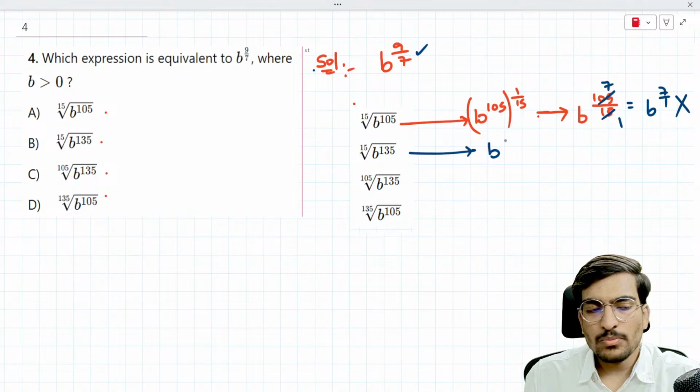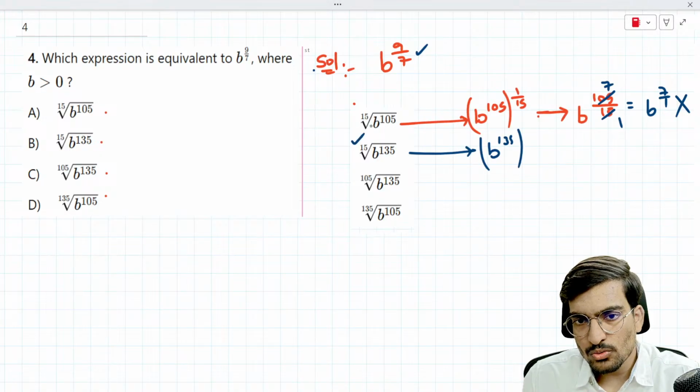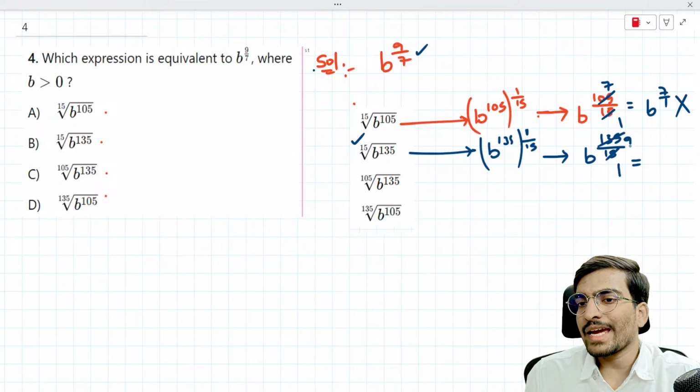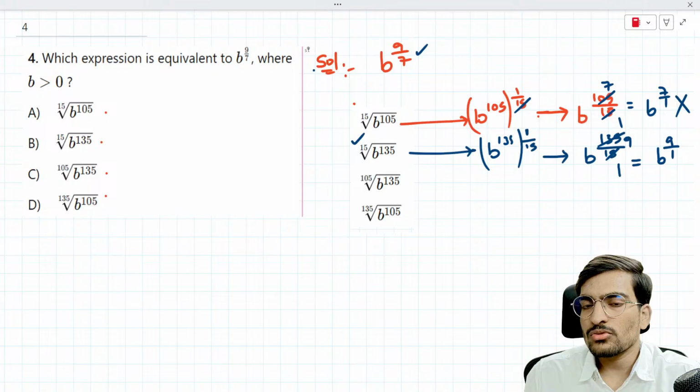B raised to the power of 135, whole raised to the power of 1 by 15, where I write the root 15 as an exponent. So that's b raised to the power of 135 by 15, that equals 15 ones and 15 nines. So this is also not an option, b raised to the power of 9 by 1. Here you need to have a guess. If you just cross out the 15 and do the calculation directly, you need not choose option A and B.